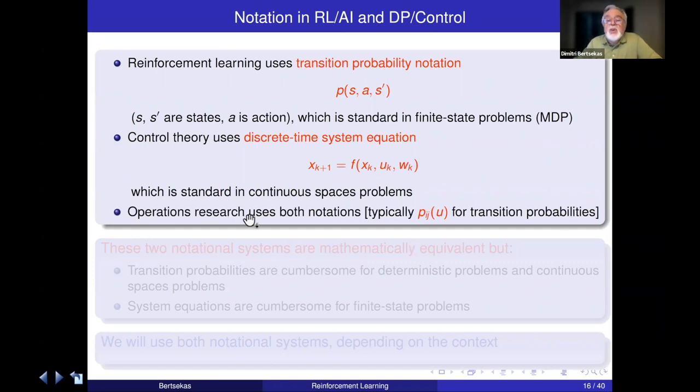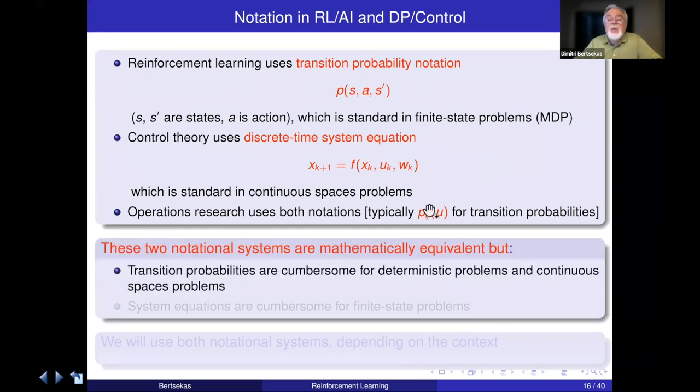In operations research, people use both types of notation. Transition probabilities are also used widely. And typically, instead of this type of notation involving parentheses and many symbols, a more compact notation is PIJ, the probability of moving from state I to state J under the influence of control U. Now, the important thing to understand is that these two notational systems are mathematically equivalent. Everything that you can do with one notational system, you can do with the other.